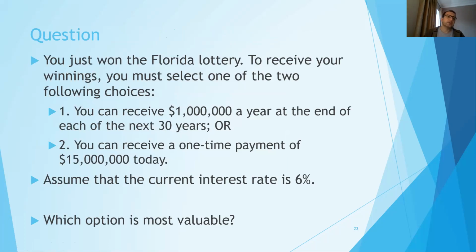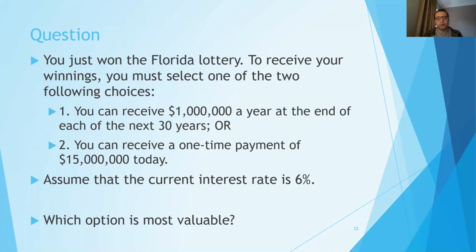Okay, here is the question. You won the Florida lottery. To receive your winnings, you must select one of the two options. The first option is you can receive $1 million a year at the end of each year for the next 30 years. So ordinary annuity, it's not annuity due. End of year, because it says. The second is you can receive a one-time payment of $15 million today. And assume that the interest rate is 6%. So which one is the most valuable option?